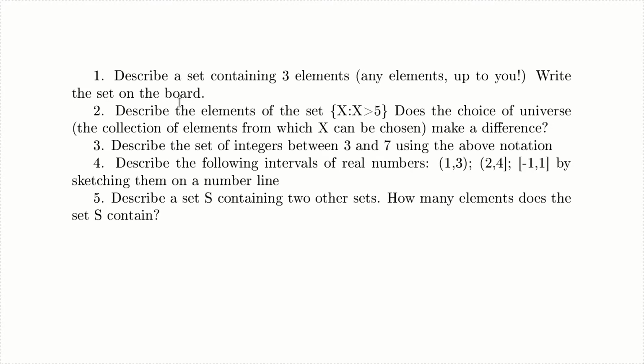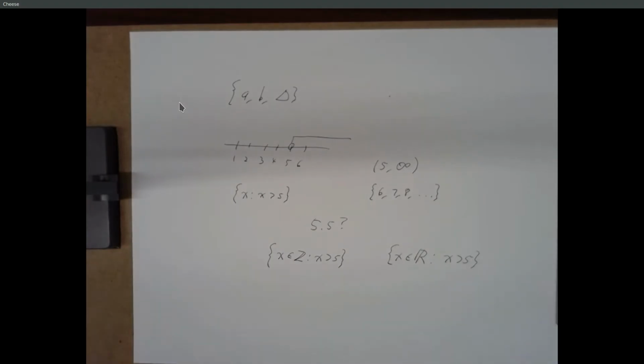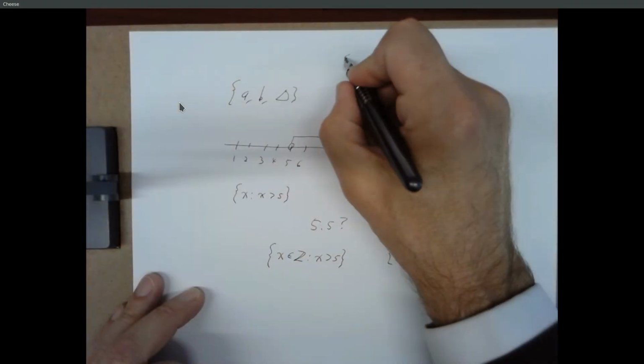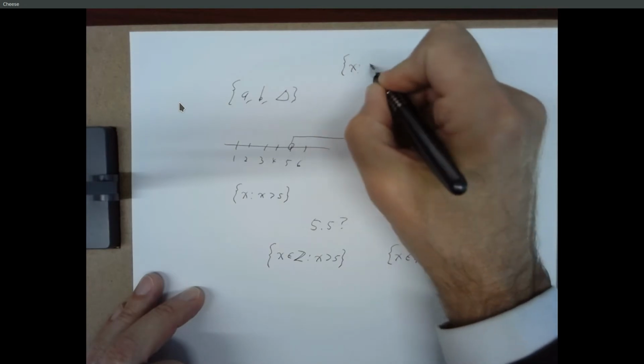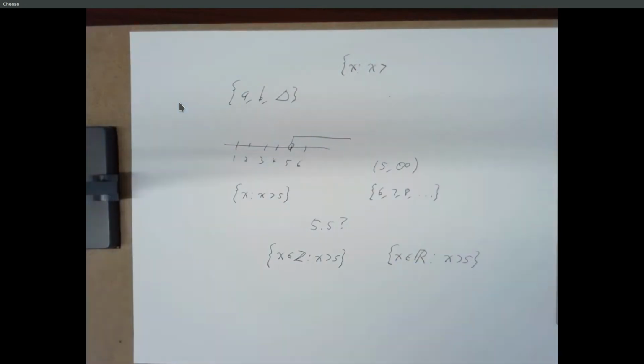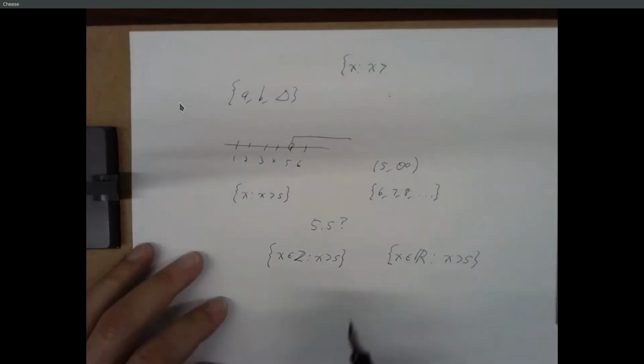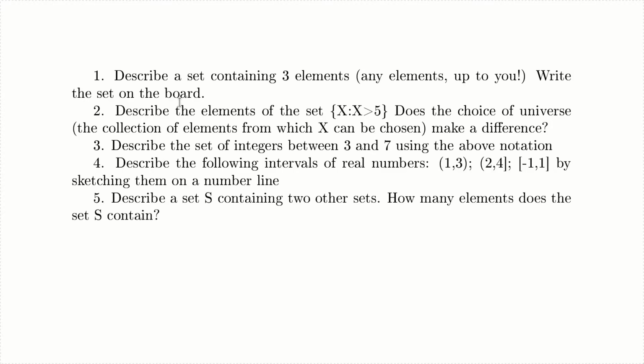So in 3 it says describe the set of integers between 3 and 7 using the above notation. So that's going to be a set containing what, 4, 5, and 6. And using this set-builder notation, we could say the set of all x such that x is bigger than, I forgot the question already. And it doesn't say whether to include 3 or 7 or not. That's another ambiguity. Integers between 3 and 7, does it include 3 and 7?